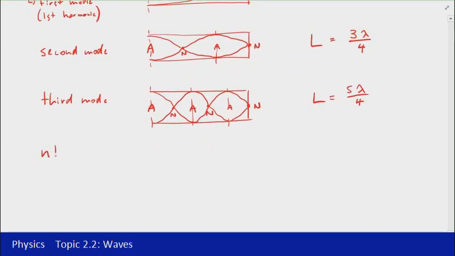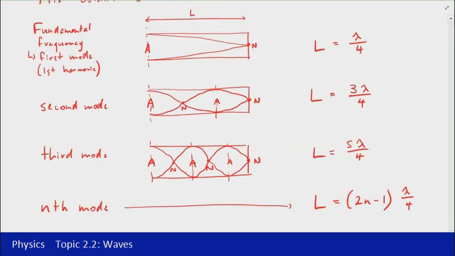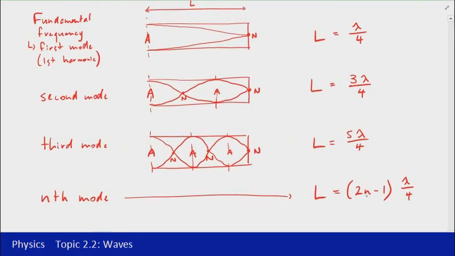When we're looking at the generalization here, if we're looking for the nth mode of vibration, the equation is L is equal to (2n minus 1) multiplied by lambda on 4. So if we go back and look at each of those, when n is equal to 1, 2 times 1 is 2, minus 1 gives us 1, so we'd end up with 1/4 of a wavelength. In the second mode, 2 times 2 minus 1 is 3, and so we'd end up with 3/4 of a wavelength. For the third mode, 2 times 3 is 6, minus 1 gives us 5, so we'd end up with 5/4 of the wavelength.